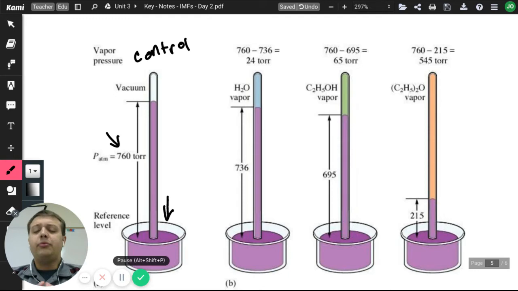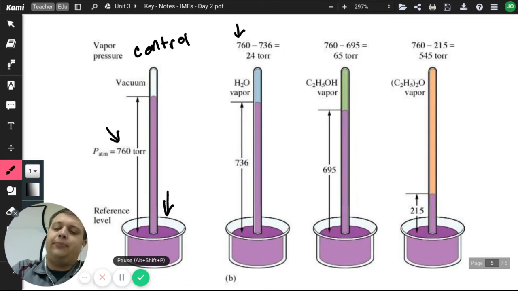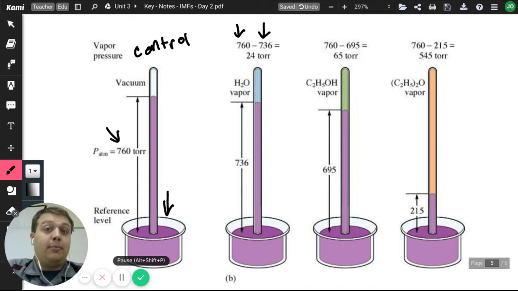Okay. Now, I take some water, and I put it into this barometer. And what I found was that my pressure did change. Now, my pressure changed to 736 torr. And so what I would do is take the pressure of the atmosphere minus the pressure of the mercury, or what that mercury is measuring. And then I would get the answer, which would say, okay, well, my water has a vapor pressure of 24 torr.